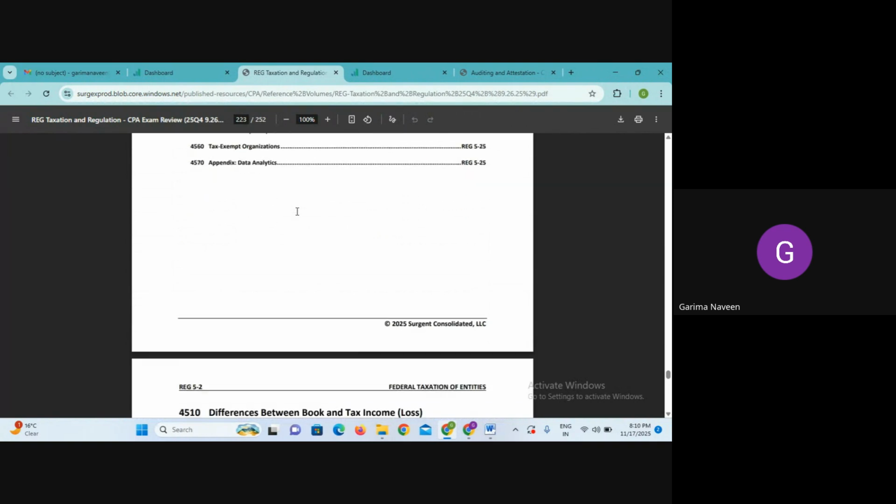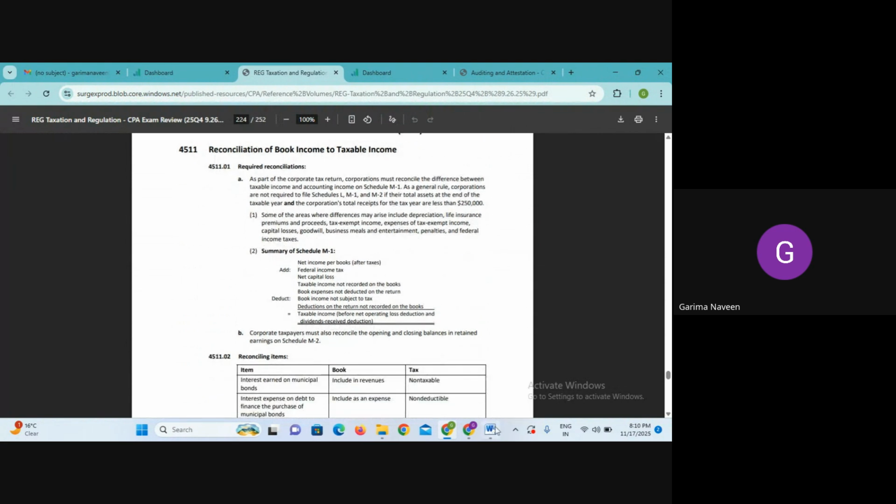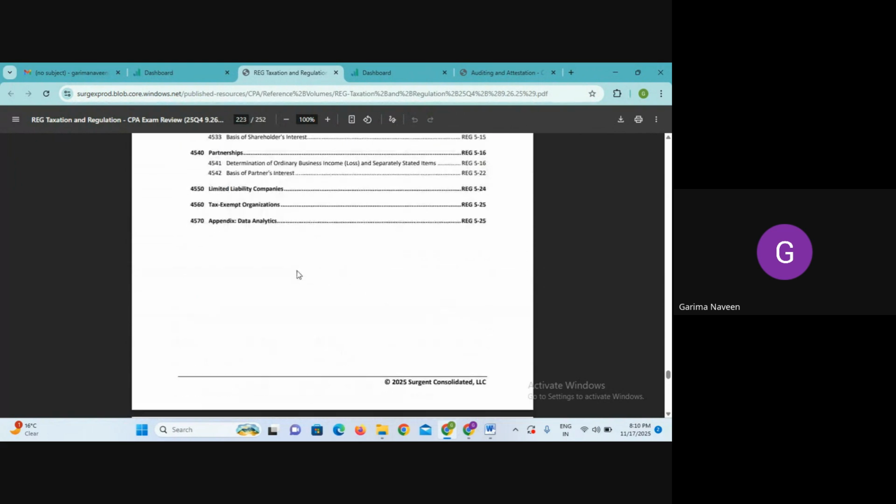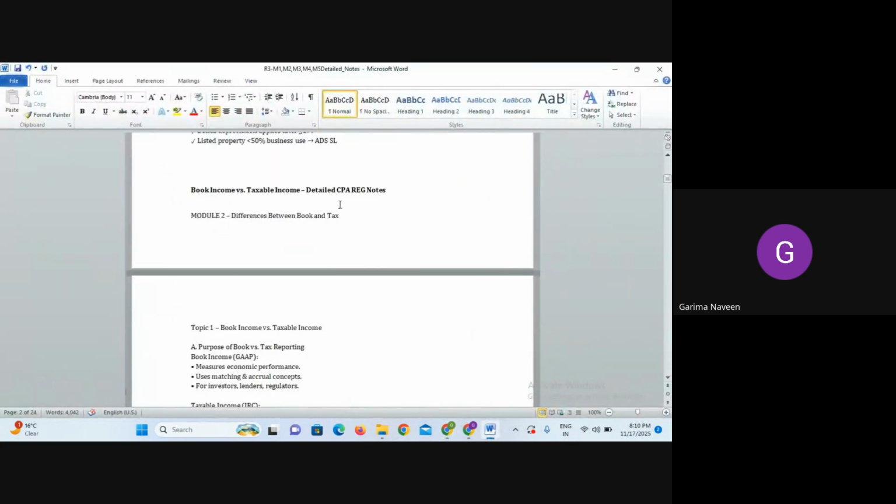Okay. So starting our discussion with the first topic, that is the difference between book and tax income. The basic requirement for a C corporation is to file Schedules M-1, M-2 and M-3. Basically, in Schedule M-1 they show the reconciliation from tax income to the book income.